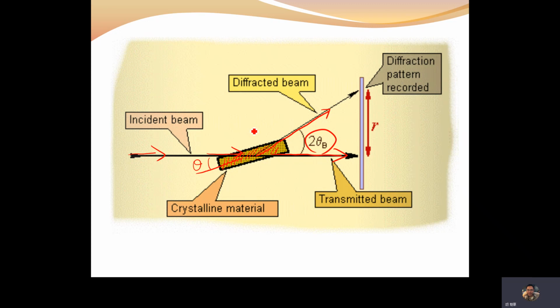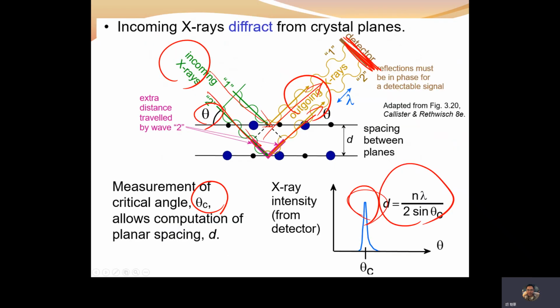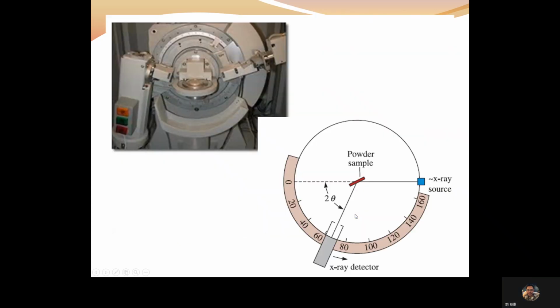So if this incident beam and this diffracted beam are in phase, we'll find a peak right here, a diffracted peak. So this is the real machine right here. We have an X-ray source to hit the surface, and there's a reflected beam. Certain parts will transmit.